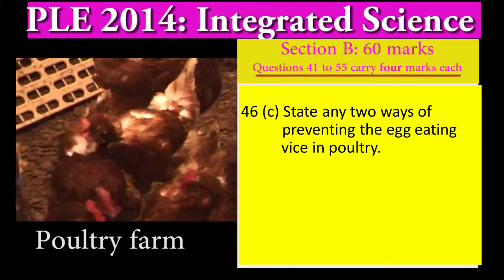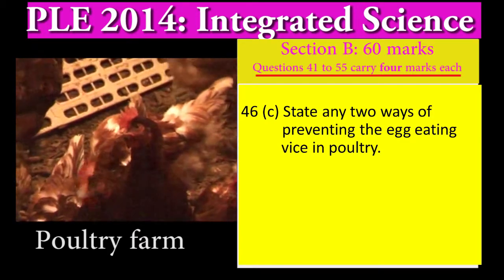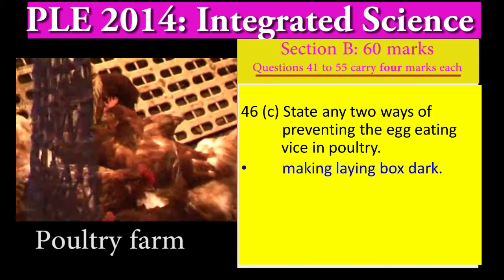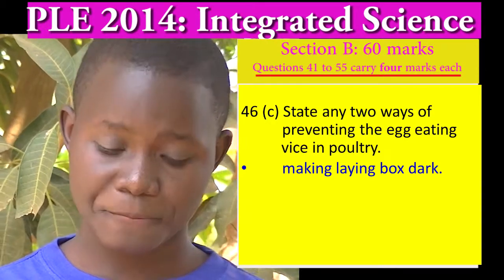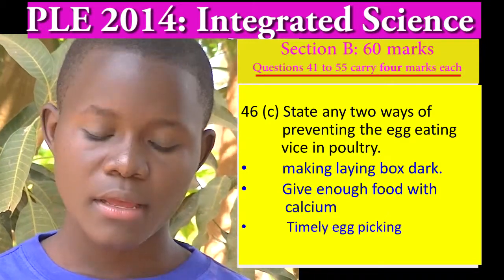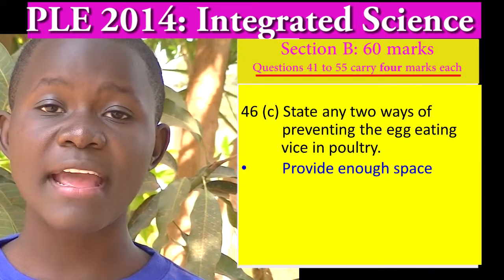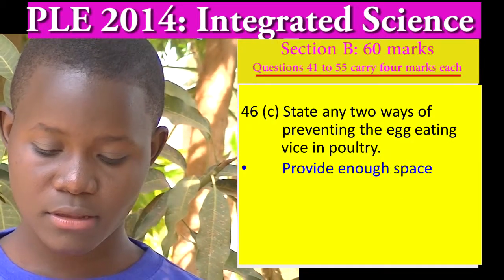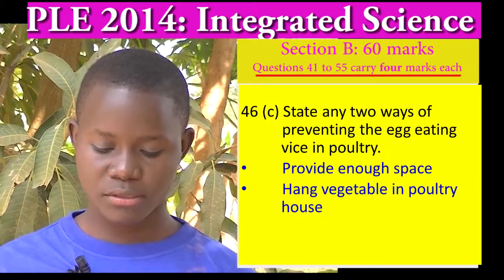State any 2 ways of preventing the egg eating vice in poultry. Make laying boxes dark, give enough food with calcium, timely egg picking, provide enough space, hang vegetables in the poultry house.